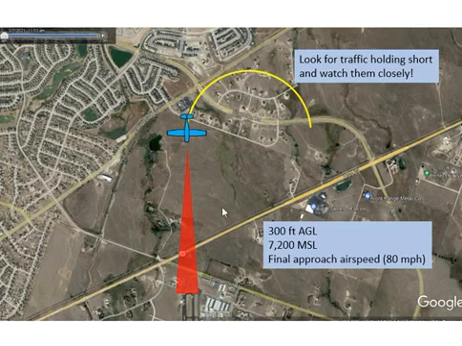So here we are rolling out on final, extended center line, 7,200 feet MSL, that's 300 feet AGL, at final approach airspeed of 80 miles per hour, or whatever airplane it is you fly. I use 80 because of our Cherokees and Warriors. And we're looking for traffic here, not only that first taxiway, but that second one, because some people will pull out there too as well.